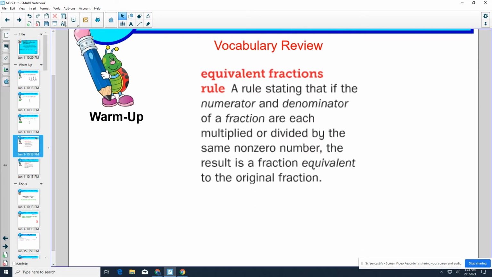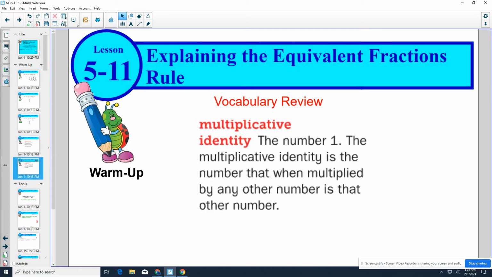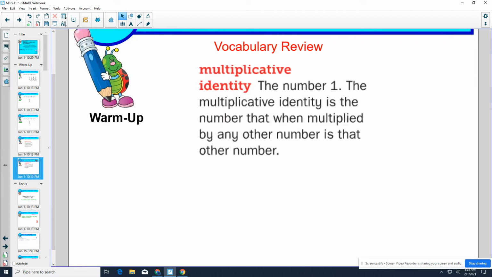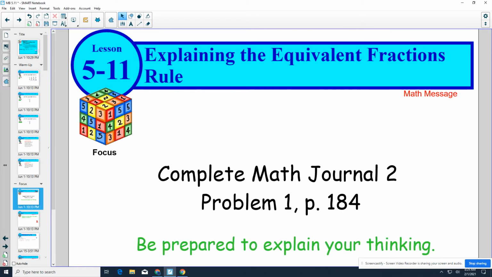So just to review, the equivalent fractions rule is a rule stating that if the numerator and denominator of a fraction are each multiplied or divided by the same non-zero number, the result is a fraction equivalent to the original fraction. And the multiplicative identity is the number 1. The multiplicative identity is the number that, when multiplied by any other number, gives that same number. So any number multiplied by 1 is the number that you're multiplying 1 by.